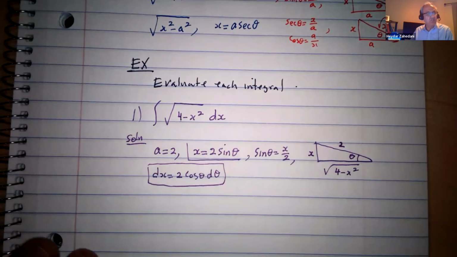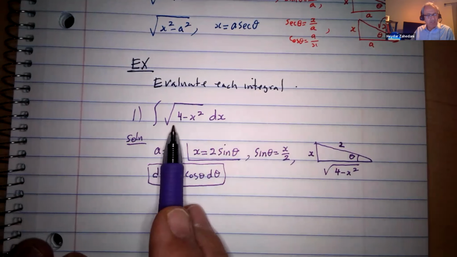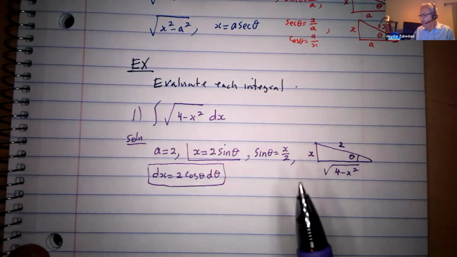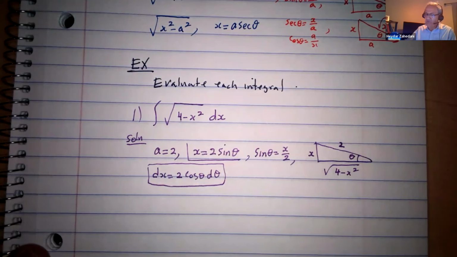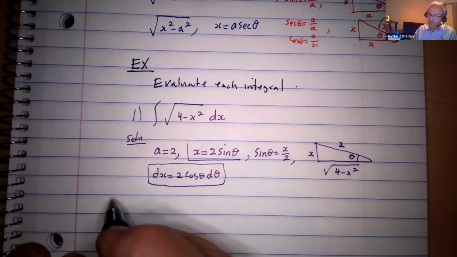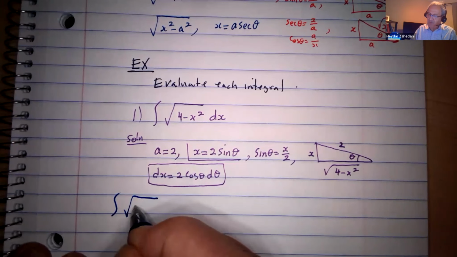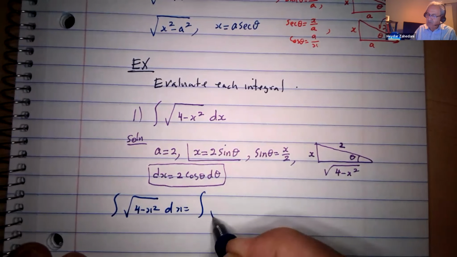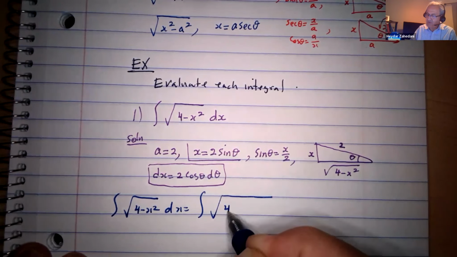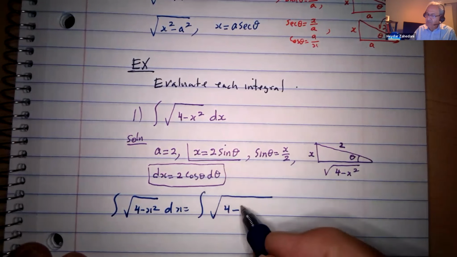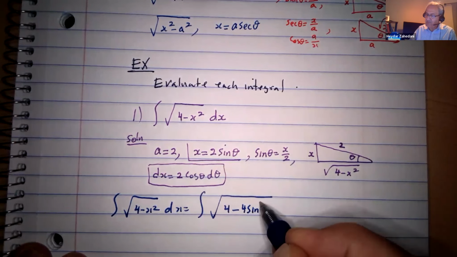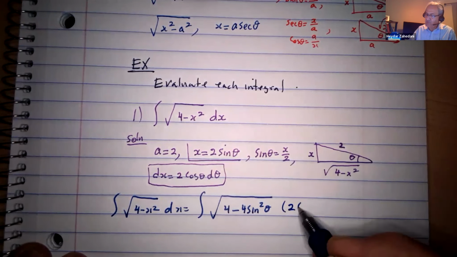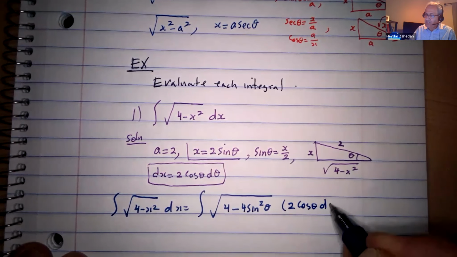Okay, that's going to be your first job. Now simplify this one as much as you can, then go back and substitute. Or you can substitute right away, it doesn't matter really which one. The way you are going to do it, if you want to stay in x, it's going to be the integral of the square root of 4 minus x squared dx, substitute. It's going to be the square root of 4 minus 4 sine squared of theta, times the dx, which is 2 cosine of theta d theta. That's the one.